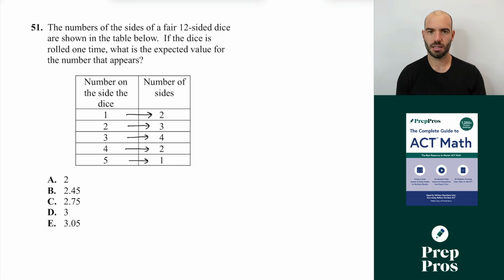Now, the expected value is a combination of probability and payout. So to find the expected value, we want to find the probability of each outcome occurring and multiply by some sort of value. And in this one, we're just going to multiply it by the number on the side because we're trying to find the expected value of the number that appears.